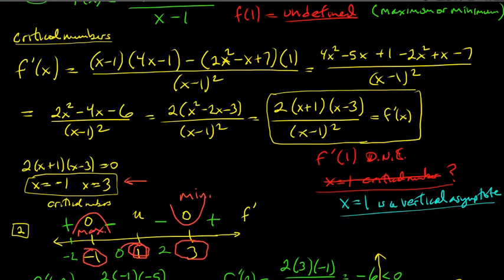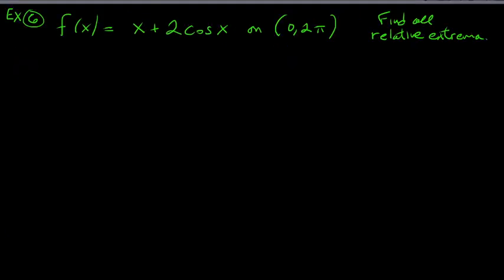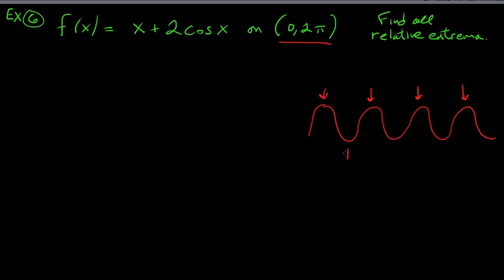All right, one last example. Okay, so here's one with a trig function in it. f of x equals x plus 2 cosine x. And we're only going to look for the relative maximums and minimums on the interval from 0 to 2 pi. Okay, so remember, when you see a cosine function, it's going to look like this. And so where are your relative maximums? Well, they keep going, right? There's going to be an infinite number of them. And likewise, there's going to be an infinite number of relative minimums.